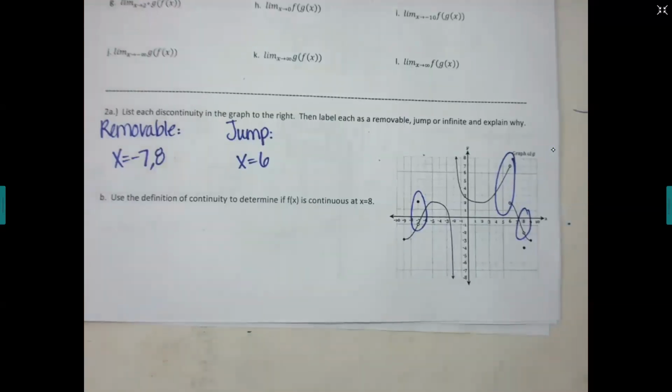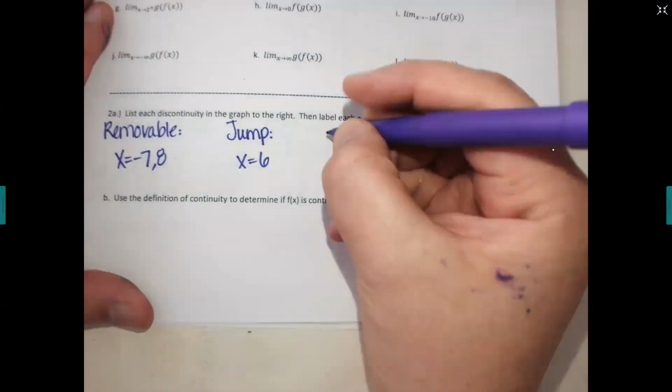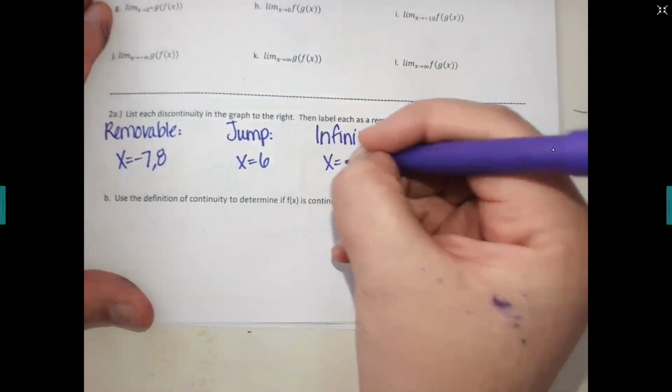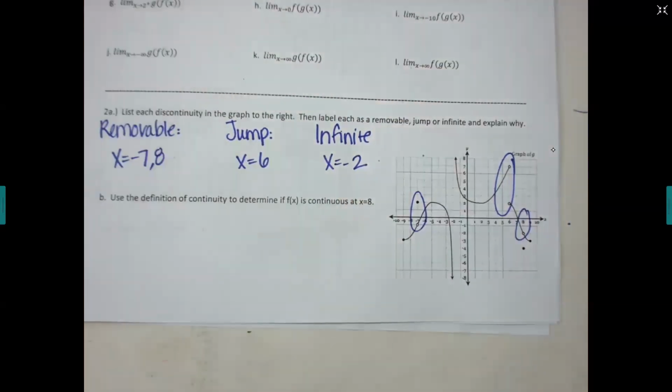Then there's one other type. It's an infinite. That would be anywhere that I have a vertical asymptote. Where does my vertical asymptote happen at? So my infinite discontinuity is at x equals -2. Looking at a graph, you should be able to tell what type it is from those descriptions. Go ahead and turn the page.